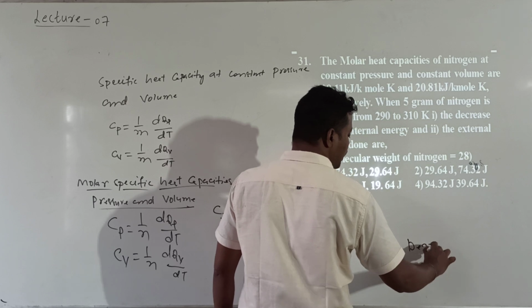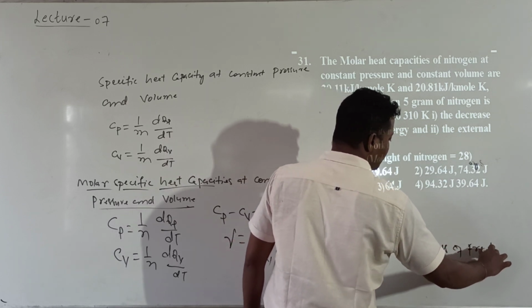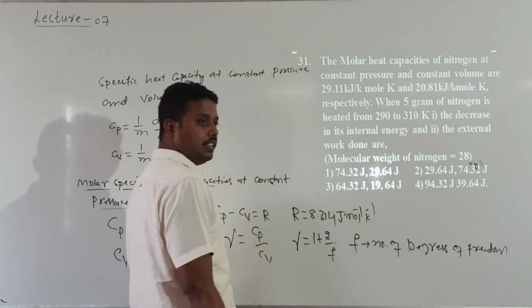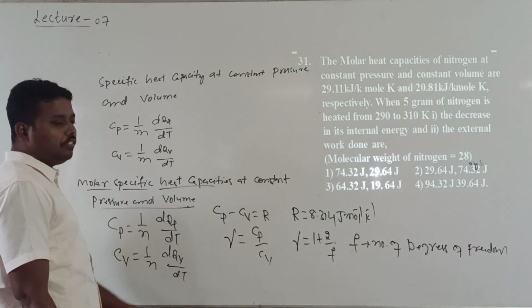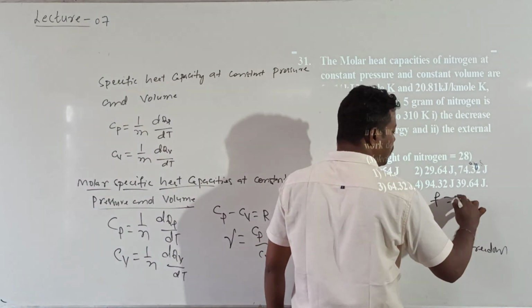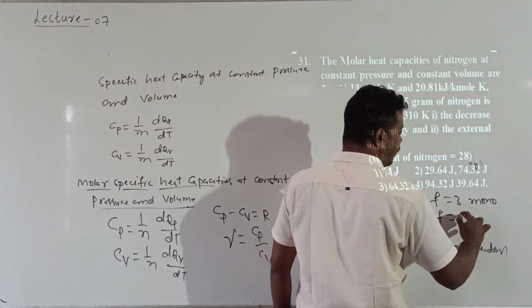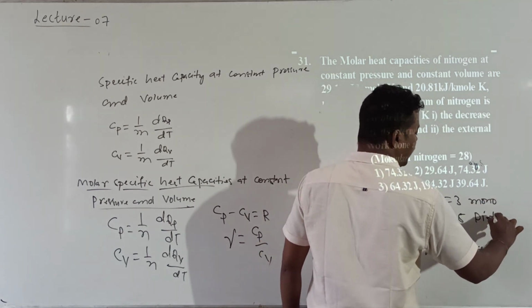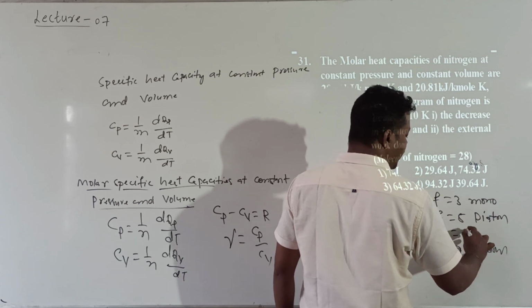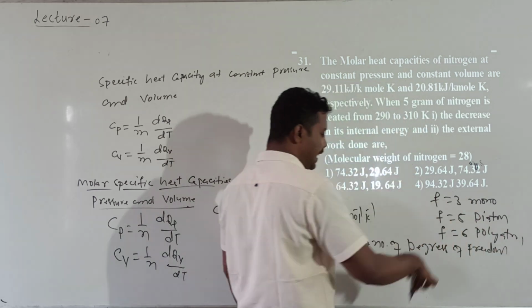The number of different ways in which a system can obtain energy. F is equal to 3 for monoatomic, 5 for diatomic, and 6 for polyatomic. So this is the data.